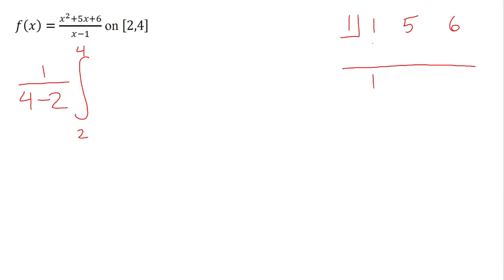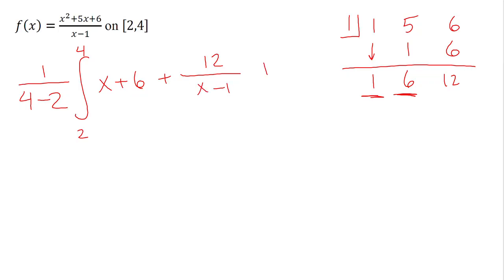So we bring down the first one, multiply the bottom one by what's in the box, which is 1. We'll add those together, which is going to give us 6, and multiply by that 1 in the box and put it up there. And then we'll add those and get a 12. Right? And so that tells us that x squared plus 5x plus 6 divided by x minus 1 is equivalent to x plus 6, right? 1x plus 6, plus our remainder of 12 divided by x minus 1 dx.